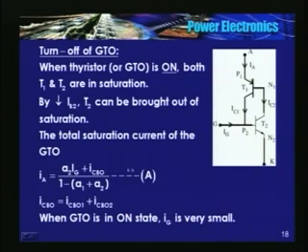See, this expression that we have derived for the SCR is still valid here. The total saturation current is given by alpha 2 into Ig plus ICBO, which is the sum of ICO1 and ICO2, divided by 1 minus (alpha 1 plus alpha 2), wherein alpha 1 and alpha 2 are common base current gains. We have already defined them for the SCR.